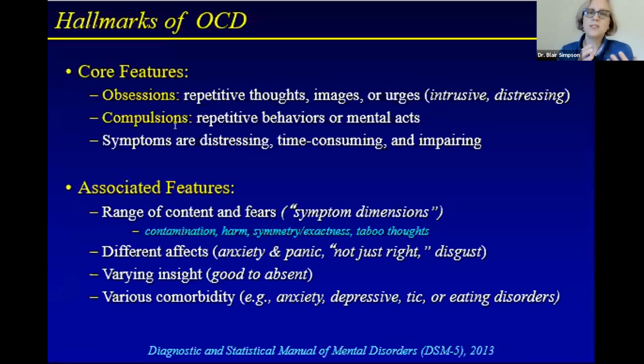The other thing is that OCD, even though it has that very core aspect to it, also has associated features that give it clinically a fair amount of heterogeneity in its presentation. For example, there's a range of content and fears that patients can have, so-called symptom dimensions. One patient can have obsessions and compulsions very focused on contamination concerns. A second one could have concerns about harm, a third about symmetry and exactness, although many patients have symptoms in different dimensions. But that gives a lot of flavor and character to OCD as a disorder.